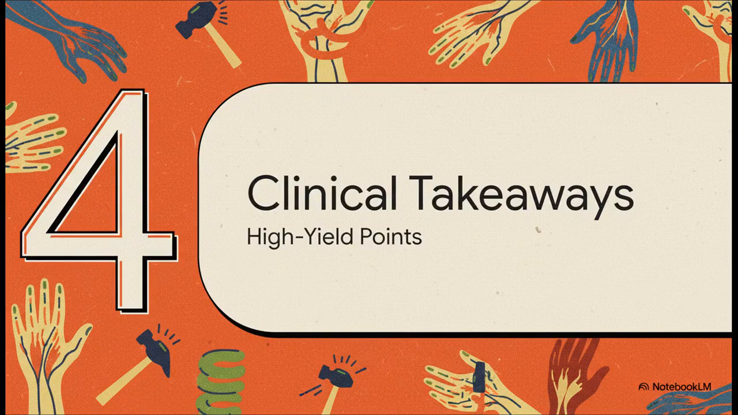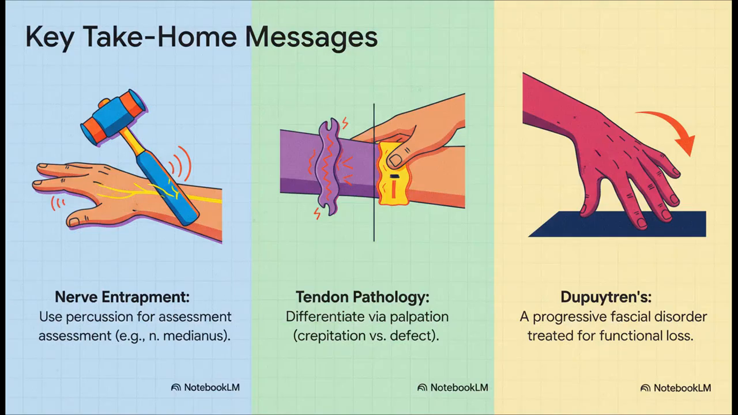All right, we've covered a lot: nerves, tendons, and fascia. So let's boil all this information down into a few high-yield points that you can take away from this explainer and use as soon as you hit the clinic. So what are the crucial points? First, if you suspect nerve entrapment, start with percussion. Second, for tendon issues, let your fingers do the talking. You can feel the difference between inflammation and a full tear. And finally, remember that Dupuytren's is a progressive fascial disease, and the decision to treat isn't just about a nodule being there, it's all about the loss of function.